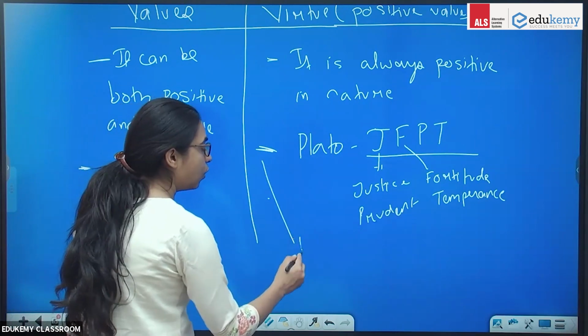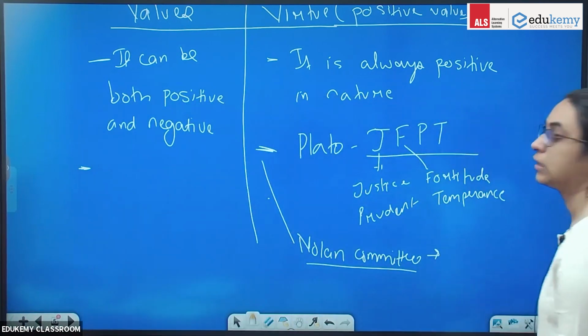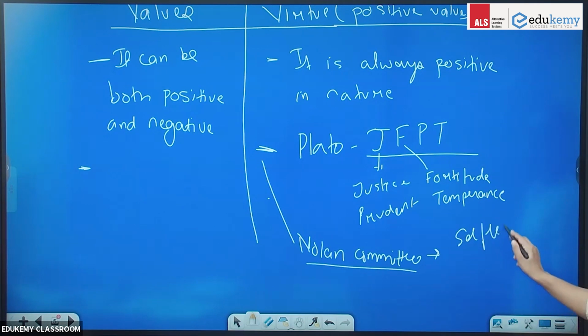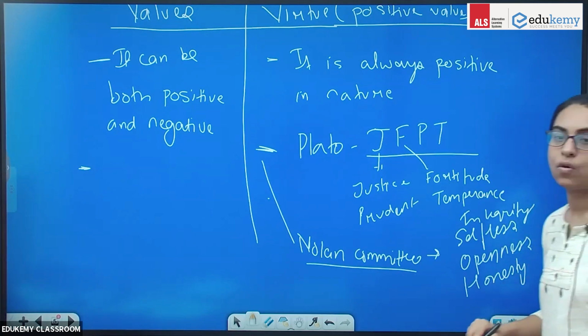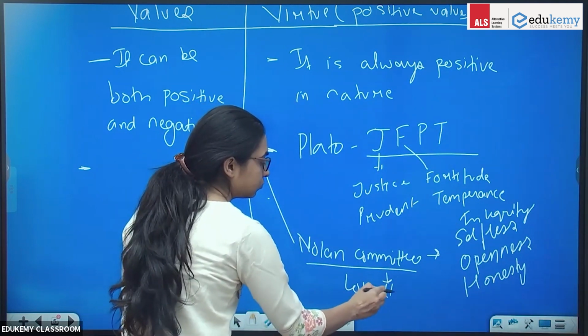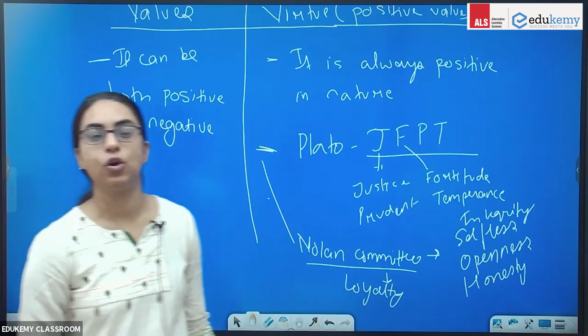As per the Nolan Committee, the values are what a civil servant should be. He should be selfless. A person should follow openness, honesty, integrity, and loyalty. So these are the virtues that a person should follow in life.